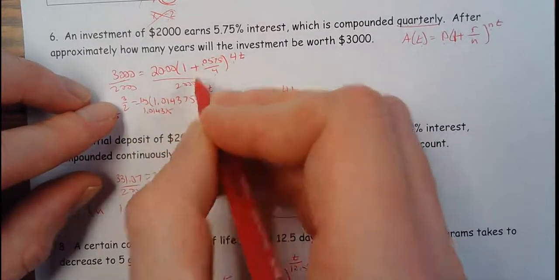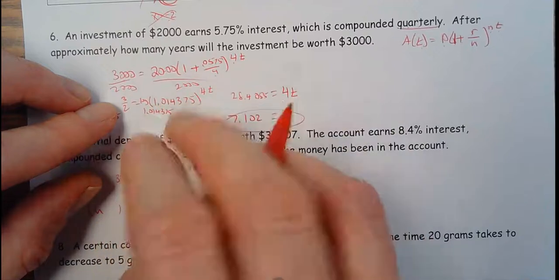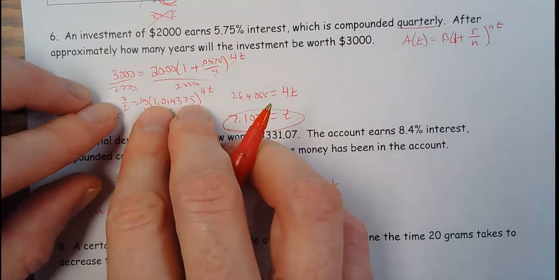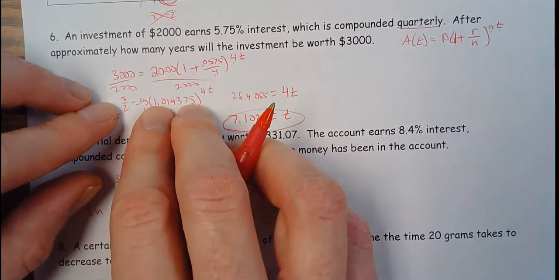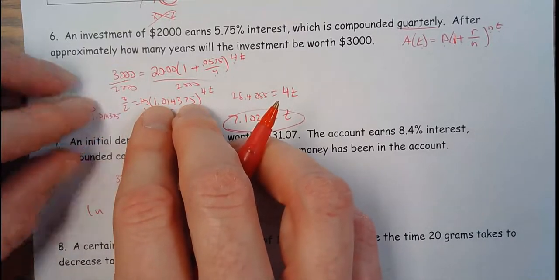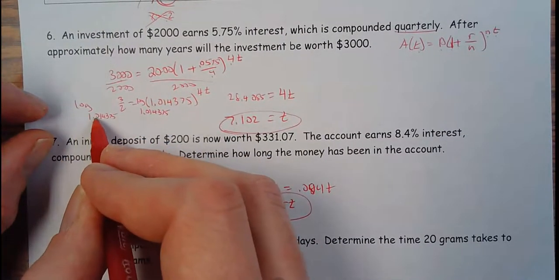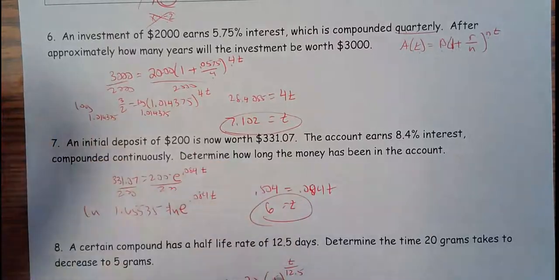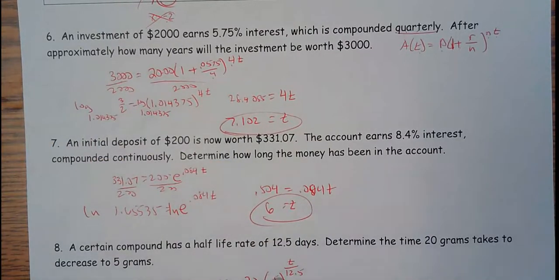Equals, and now all of this is 1.014375. I want to get rid of that base of 1.014375, so I'm going to use a logarithm with that base. So log base 1.014375, and you think, I didn't know you could do that. I didn't know we could have decimal bases, but you can.